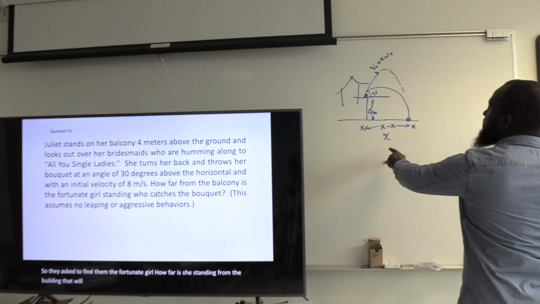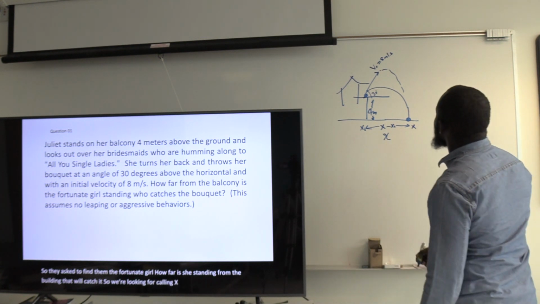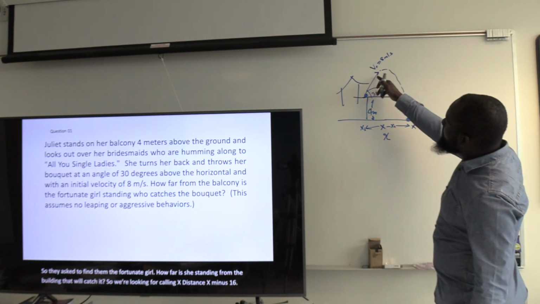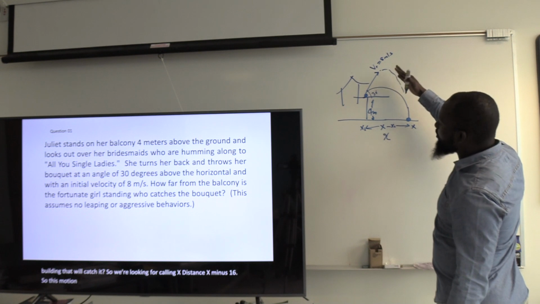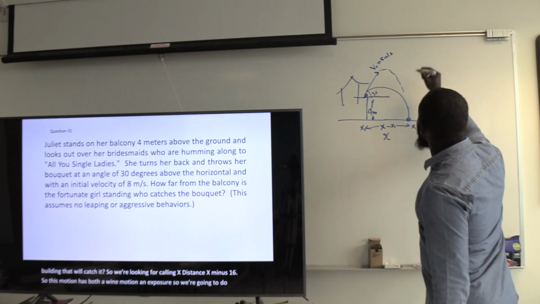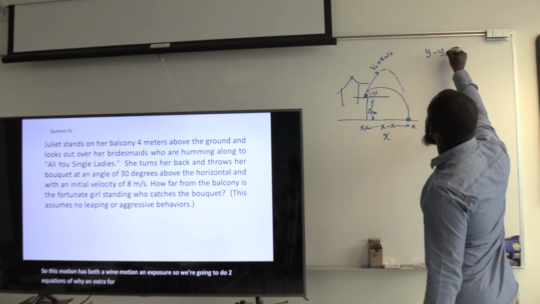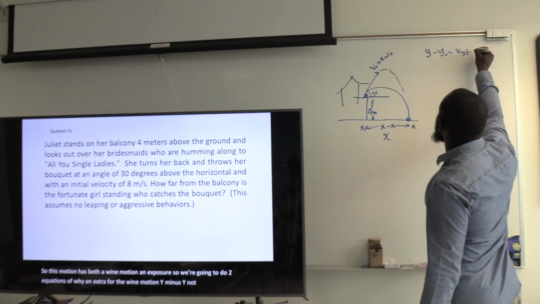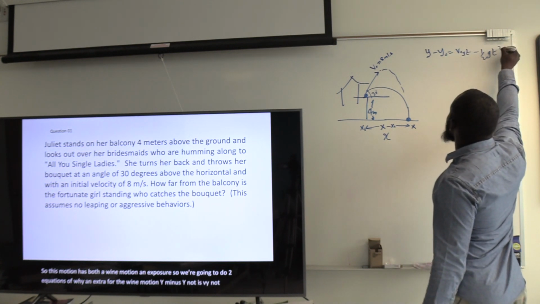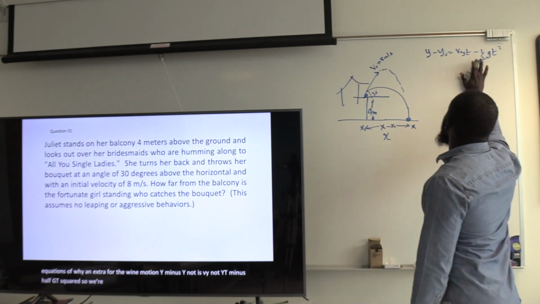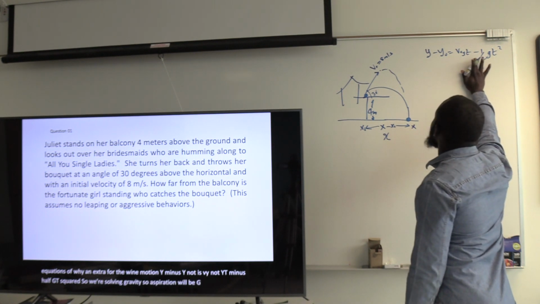So we're looking for curly x, the distance x minus x naught. So this motion has both a y motion and an x motion. So we're going to do two equations, for y and x. So for the y motion, y minus y naught is v naught y t minus half g t squared. We are solving with gravity, so acceleration will be g. I will have a minus sign all the time for g.